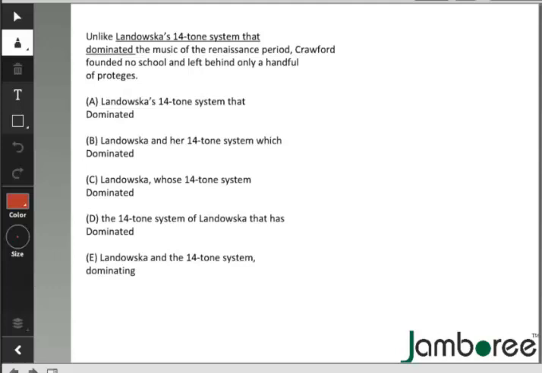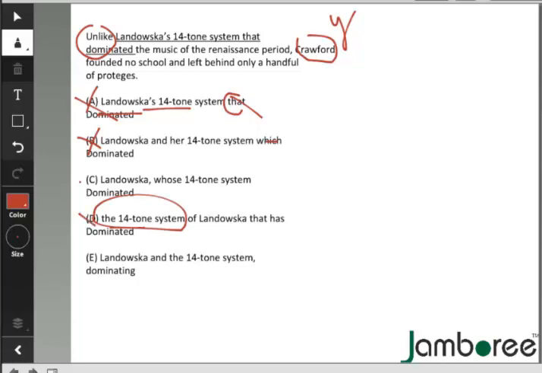Okay, I'll walk you through it. You see the word "unlike," okay? Unlike means comparison. Let's see what's getting compared. You see the word "that," so I am not reading this at all, because that is just defining this, so we are not reading all this part. So Landowska's something versus, this is the Y here, we need to find what the X is. So Landowska's something compared to a human being is a wrong comparison. Landowska and her distinct compared to just a human being, wrong comparison. Landowska versus another human being is correct. The 14-tone system being compared with a human being, wrong comparison. Again, Landowska and, it's just two very different things being compared to one human being, wrong. So C is your answer.